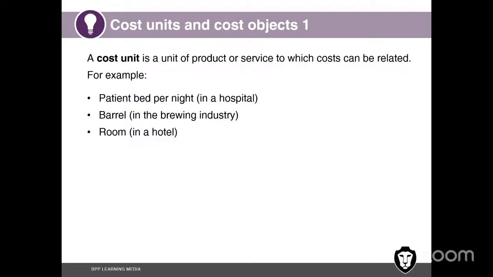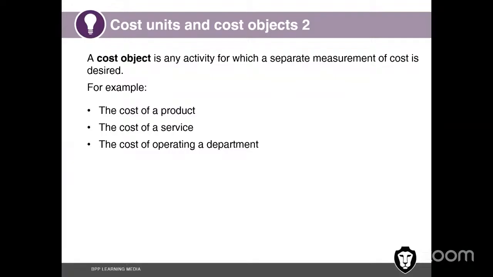A barrel in a brewing industry. So for each barrel of rum, you can trace all the costs to that barrel. Or a hotel. What are all the costs related to room number 5? How much did we pay the person to clean? What was the cost of the items we put in the room, the things we put in the fridge? So you can trace all the costs related to that room to see if you made any money off that room or not. That is the cost unit.